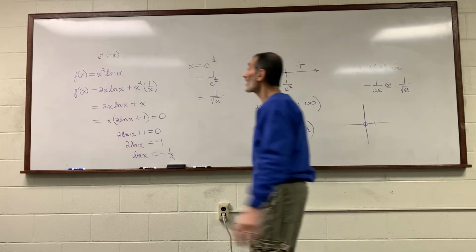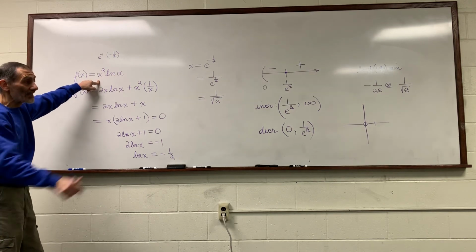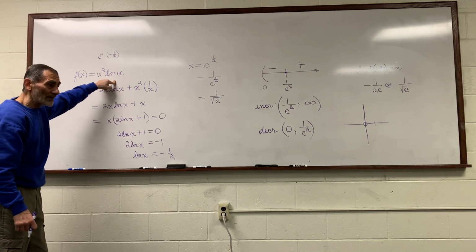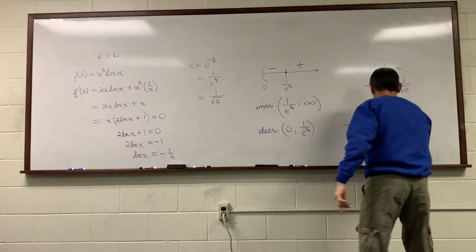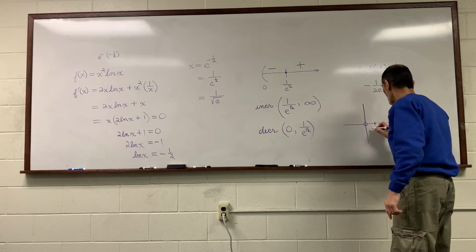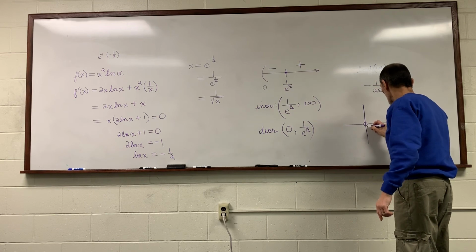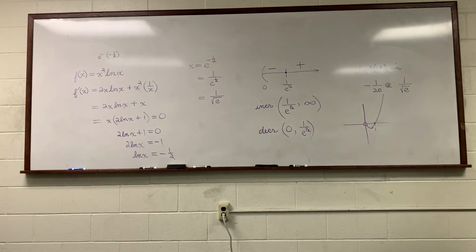X-intercept, where does this equal 0? Not at 0, because it's not defined at 0. We have the open circle there. But the log of 1 equals 0. So when x equals 1, that is our x-intercept. We've got something like this going on, negative 1 over 2e. And then this thing just takes off. And that's that.